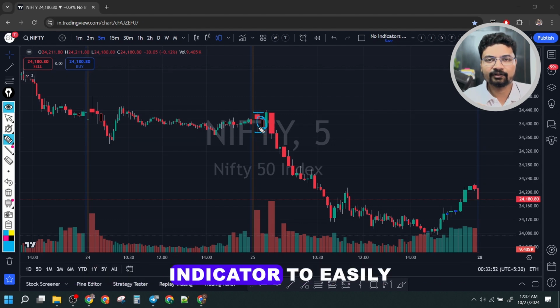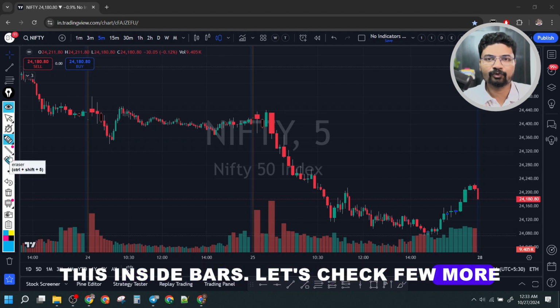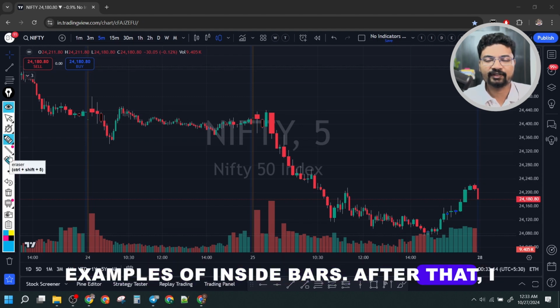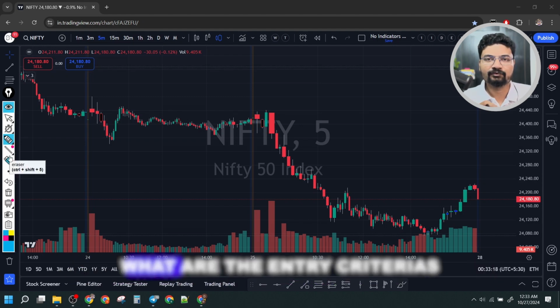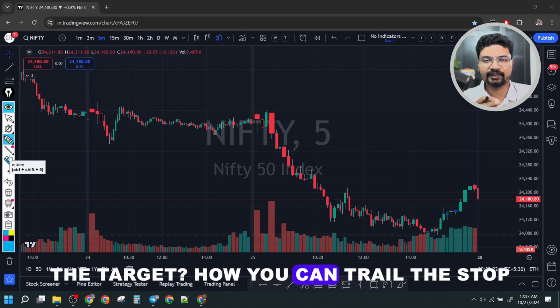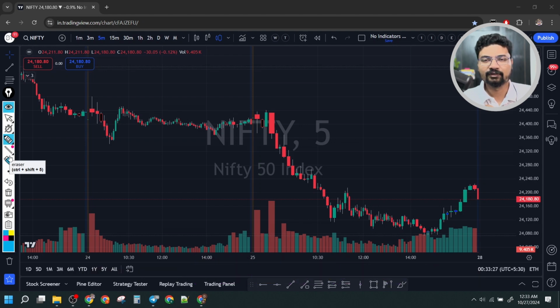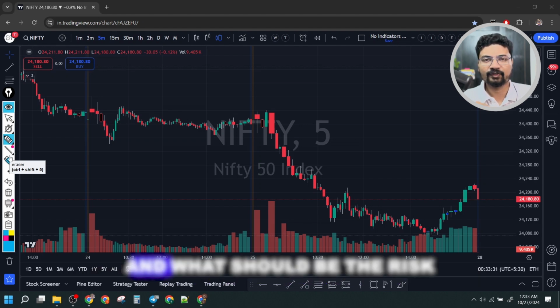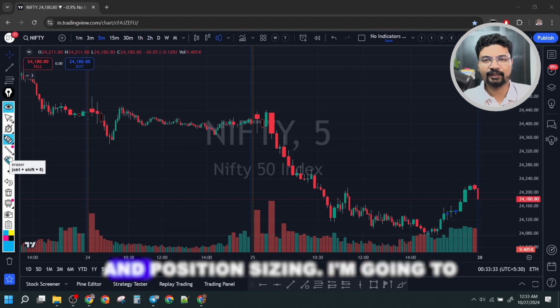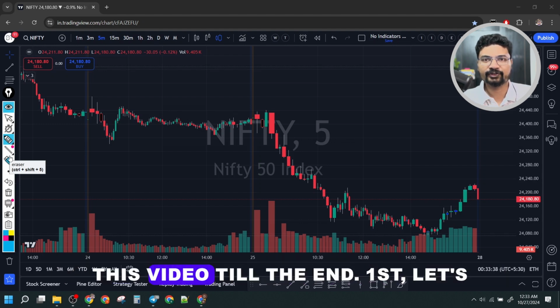I'm using an indicator to easily identify these inside bars. Let's check a few more examples of inside bars. After that, I am going to reveal the strategy, what are the entry criteria and target, how you can trail the stop loss, what is the stop loss, what should be the ideal time frame, and what should be the risk management and position sizing. I am going to discuss all of that in this video. Watch this video till the end.